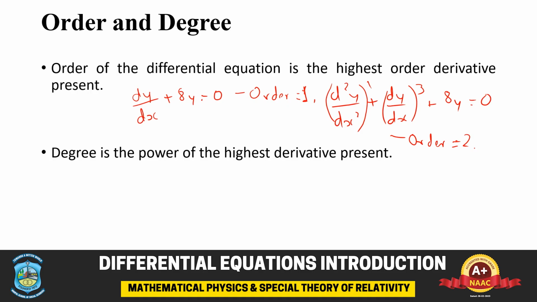Although the power of dy by dx is more, which is 3, still the overall degree of the equation will be 1, because degree is the power of the highest derivative present, and in this example the highest derivative present is of the second order. So, the power of the second order derivative will be the degree of the whole differential equation. Hence, the degree of the given differential equation will be 1.